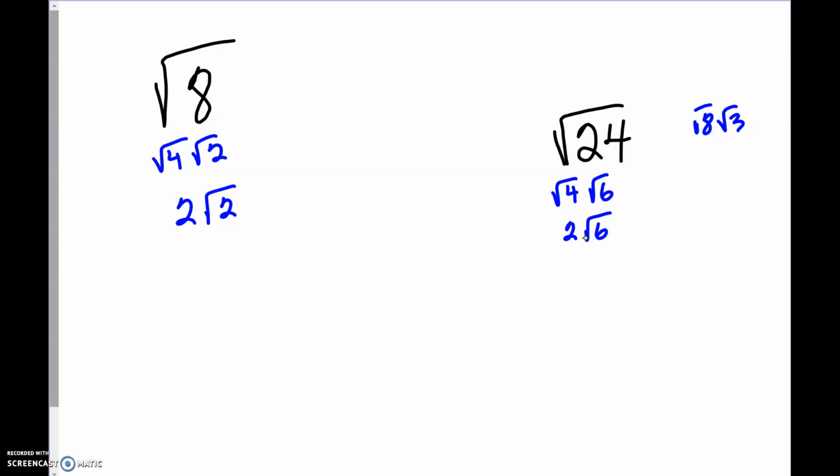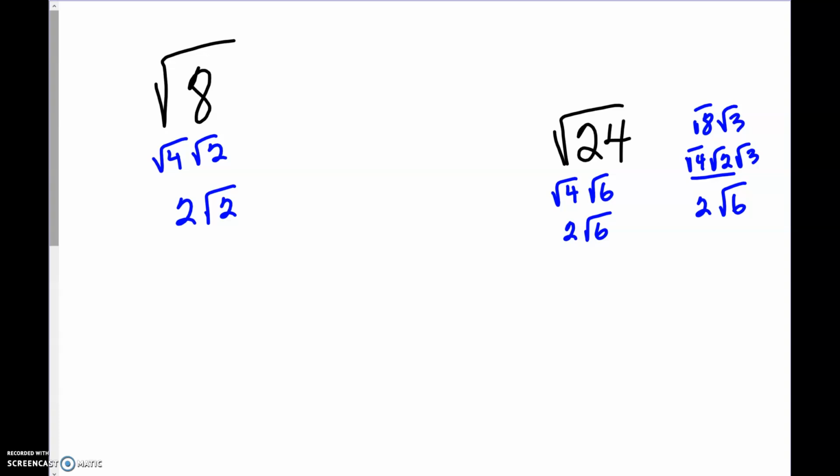Now, if you did choose to do it this way and do 8 times 3, and you're like, oh, none of those are perfect squares, you can now say the square root of 4, square root of 2, and the square root of 3, because 4 times 2 gives you 8, and the square root of 4 is 2, and 2 times 3 is 6. So you can get there, it's just going to take you a little bit extra work.